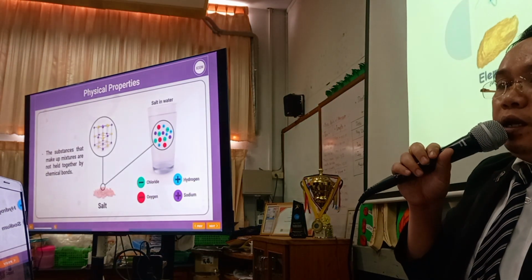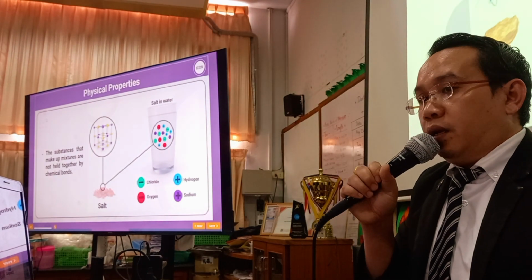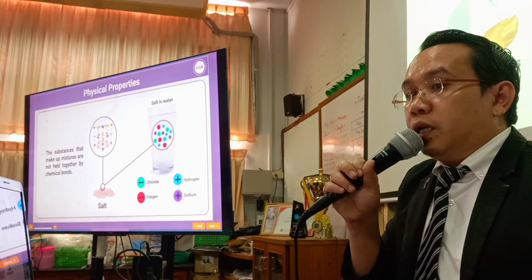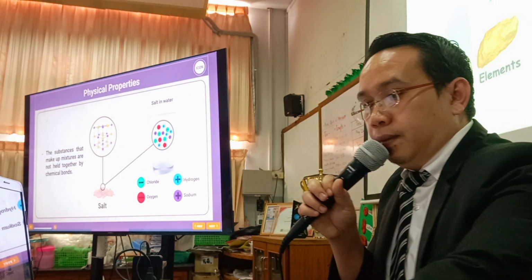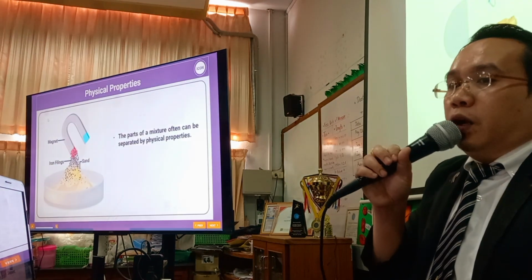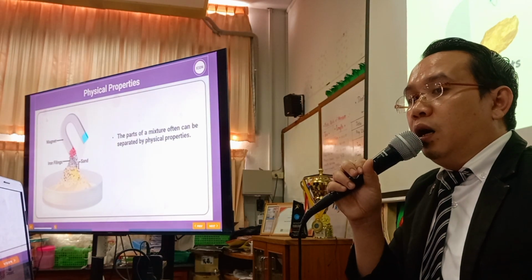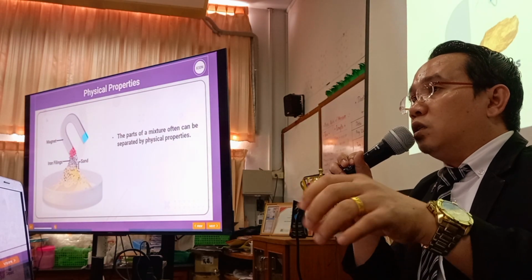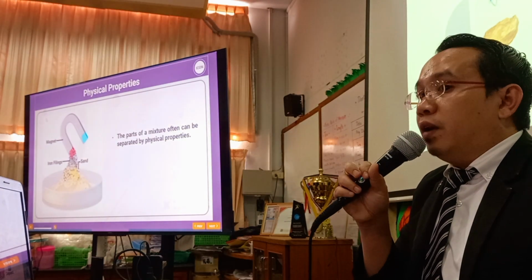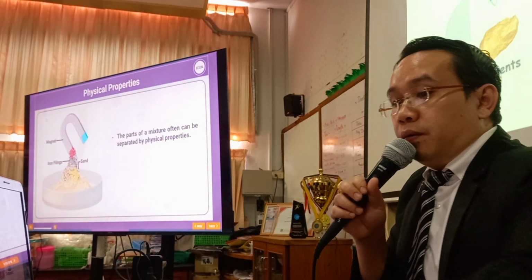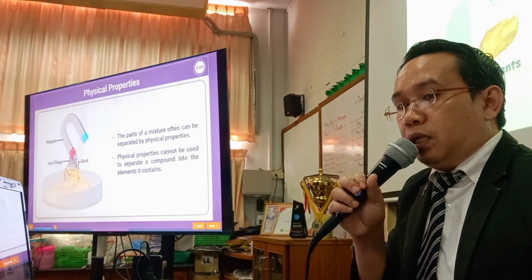Just remember that the substances that make up mixtures are not held together by chemical bonding. For example, the presence of salt and water to make a salt solution. Another one, by using a magnet to attract the iron filings which are mixed in the sand. The parts of a mixture often can be separated by physical properties. Physical properties cannot be used to separate a compound into the elements that it contains.